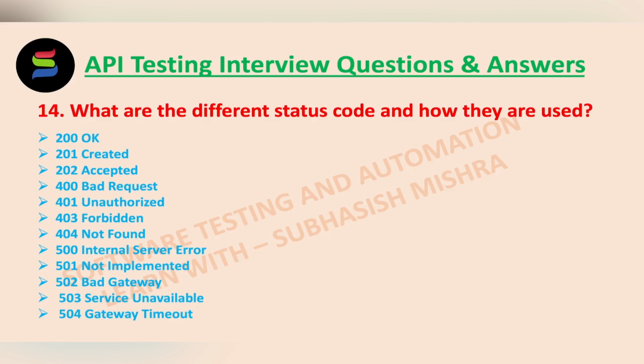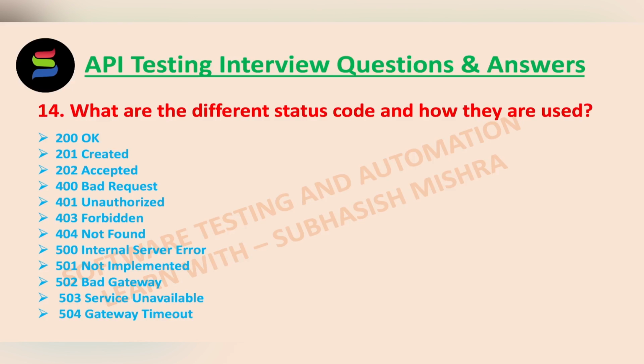Then we have a 500 internal server error, the request was not completed, the server met an unexpected condition, in that case we get 500. Mostly for the QA, if we are getting 500 it means there is some issue or some defect. If we investigate further, we will get 500 internal server.